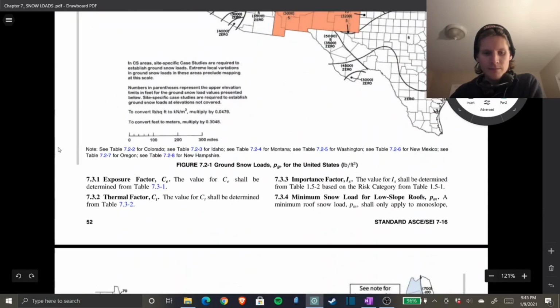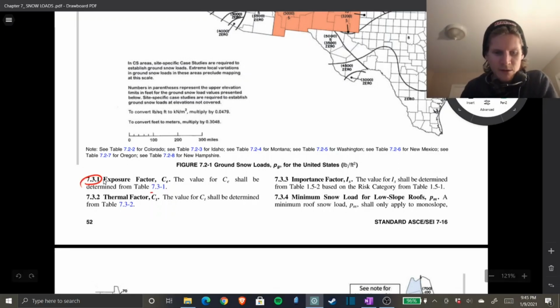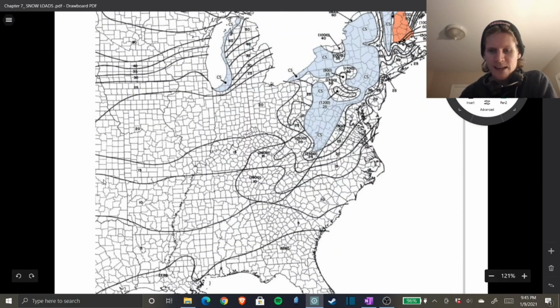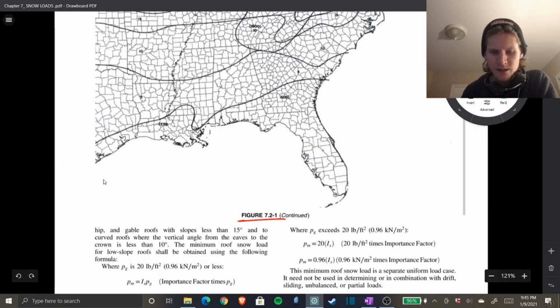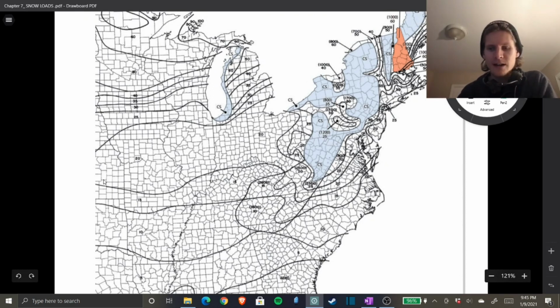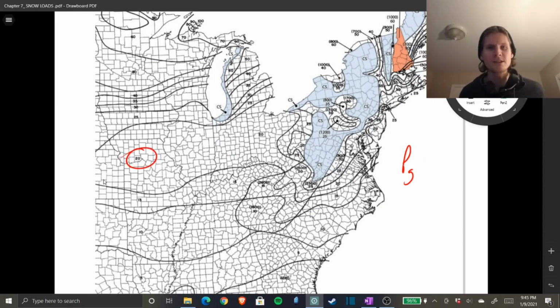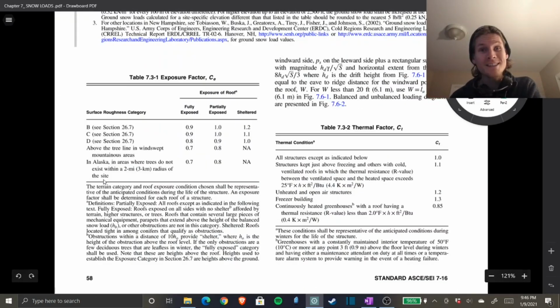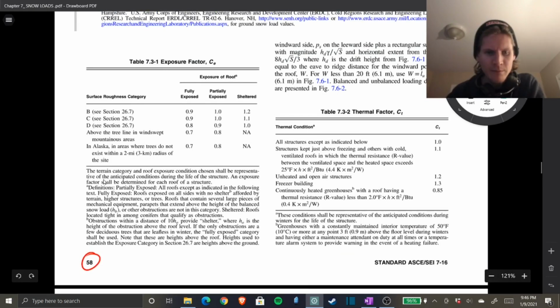If you scroll forward here, you will see down at 7.3-1, exposure factor CE, and that can be found in table 7.3-1. So if we scooch on by here, this is that map. Just as a side note, figure 7.2-1, here's your continental United States showing you different snow criteria to find your P sub G, your ground snow load. So we picked, here you go, we picked over here, 20 PSF. That whole region is 20 PSF. Okay, where does it take us? Did I pass it? Which takes us to page 58, and we have our own little table here.